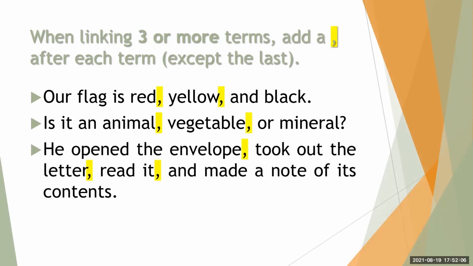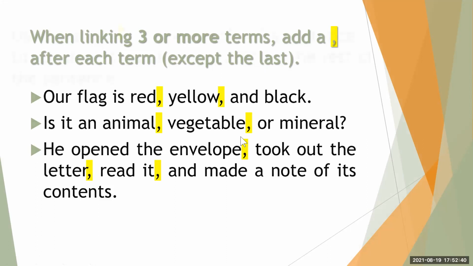And this is a sentence with 4 terms, with 4 items. He opened the envelope, comma, took out the letter, comma, read it, comma, and made a note of its contents. Note that you have to have a joining word before the last term: and, or, and. So you call this a conjunctive or conjunction. It doesn't matter. Don't worry about what we call it right now, but just know that when you're listing things, you do have to put a joining word just before you put the final word to show that you're about to finish the sentence.